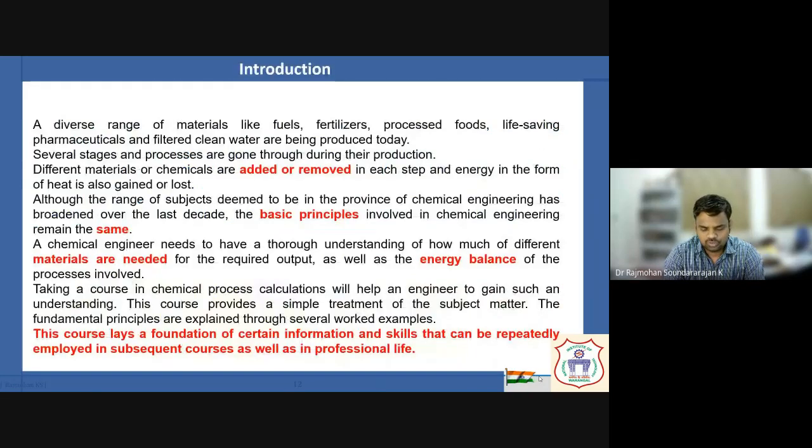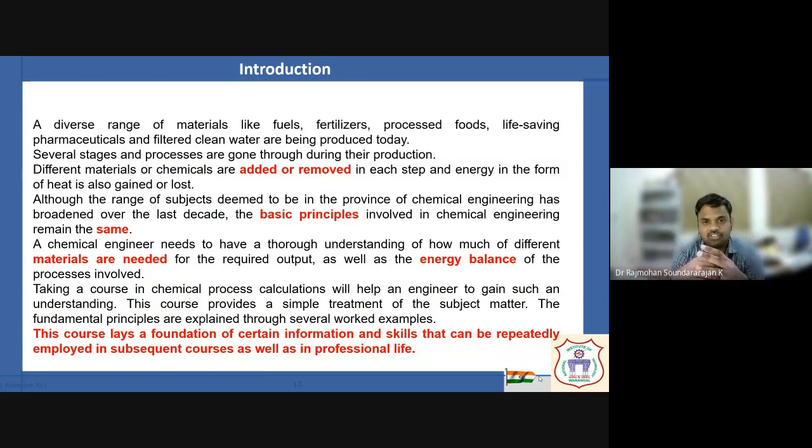Coming to this chemical process calculations course, why should we know these chemical process calculations? Why should we do material balance and energy balance? Remember, we are working in a chemical industry. There is a diverse range of products which we will be handling.